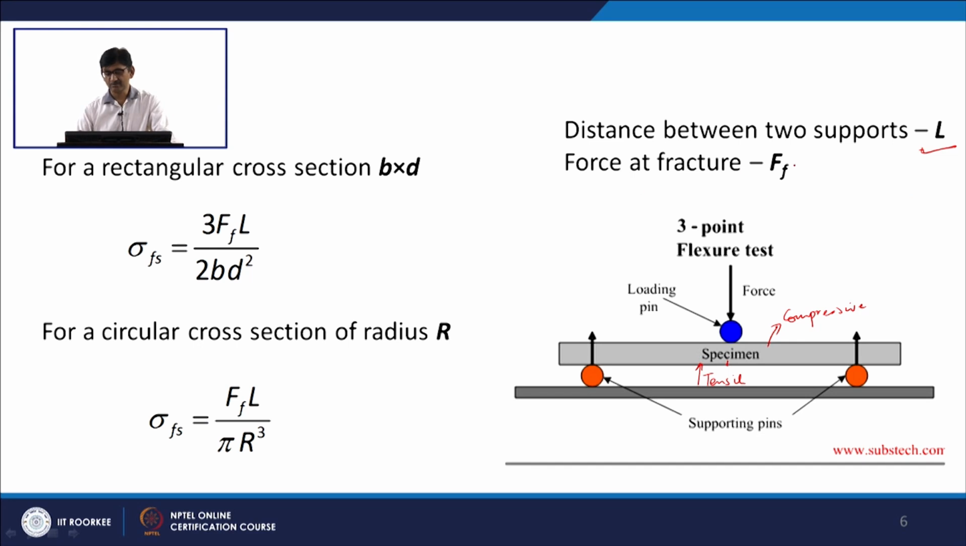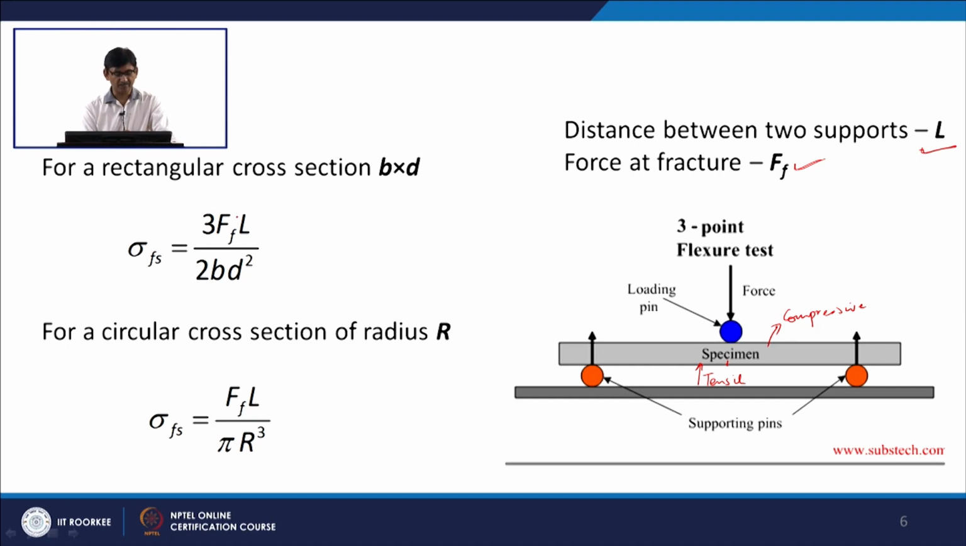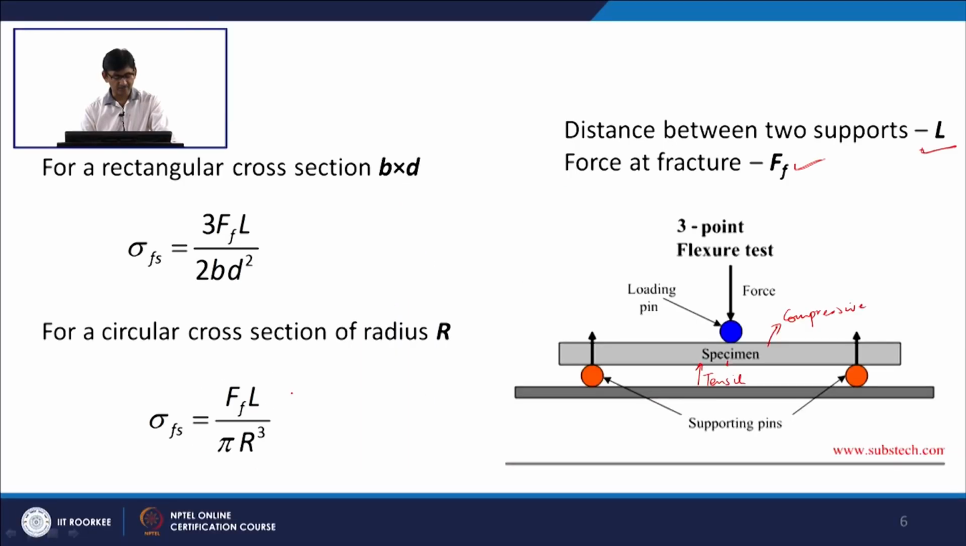The distance between the two supporting points we can say is L. The force which we measure using the load cell at fracture is F sub F. For a rectangular cross section having dimensions B by D, where B is thickness and D is width, the flexural strength, or the stress at fracture, sigma Fs, will be given by an expression like this, where Ff is the force at fracture, L is the length between the two supporting points, and B and D are the cross sectional dimensions of the material. For a circular cross section of radius r, the expression will be slightly different, as given in the second case. Using these values, we will be able to calculate the flexural strength of the ceramic material.